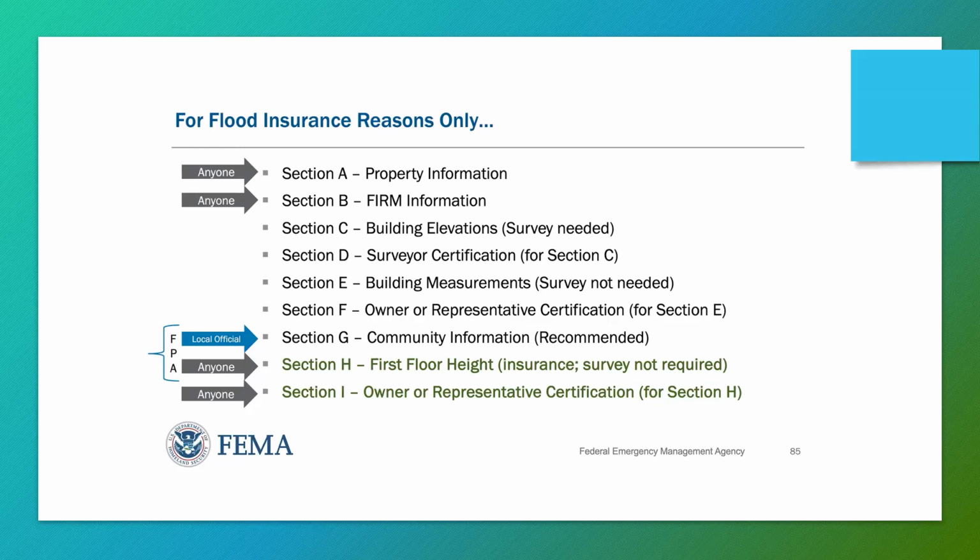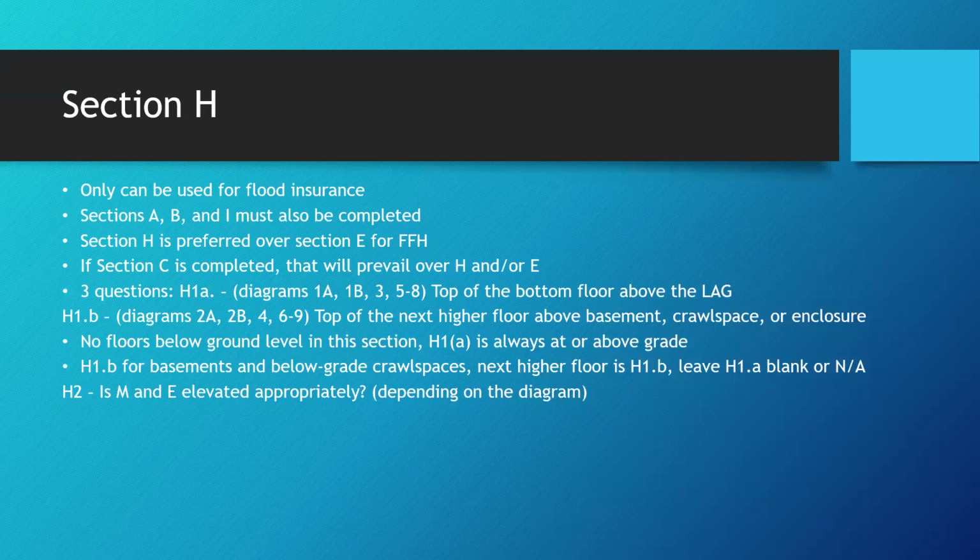Since they had this one specifically for H and I, again, the FPA or floodplain administrator local official will go back to section G. And then if you're filling out section H, you need to also make sure that sections A and B are filled out, which can be filled out by anyone. So that's your property information and your map information. This is, again, only for flood insurance. A, B, and I must also be completed.